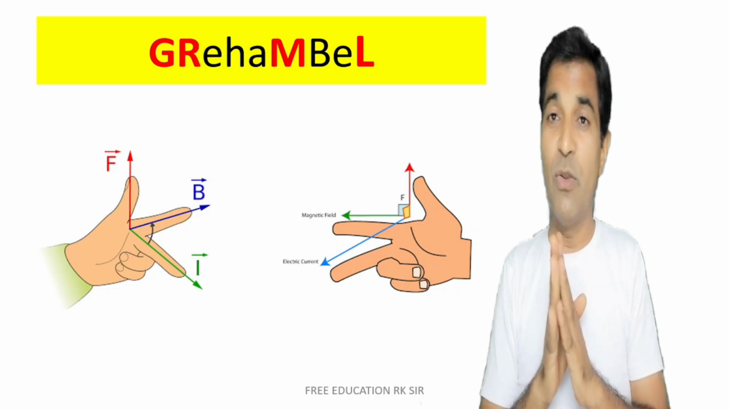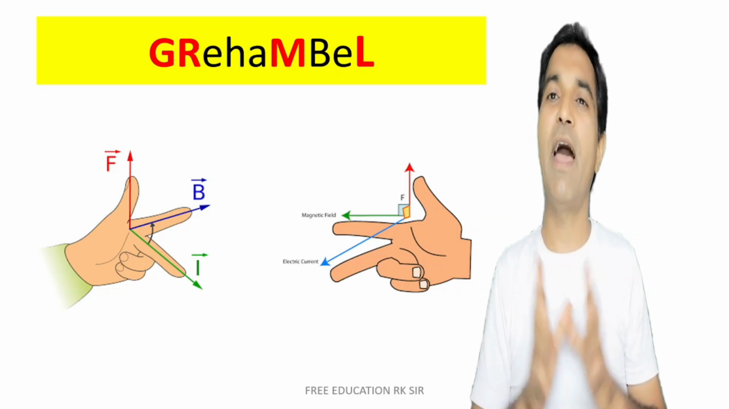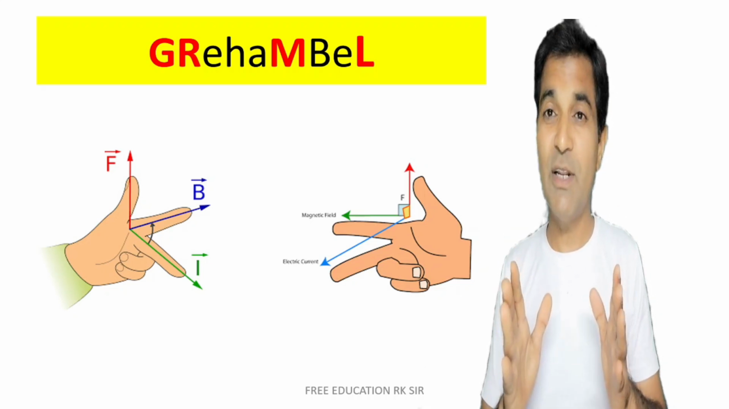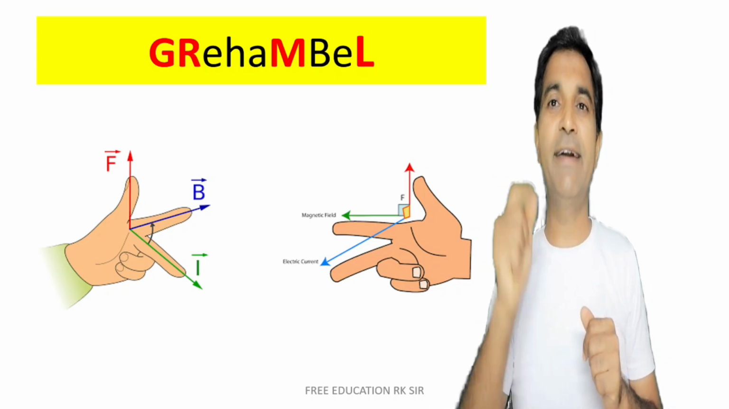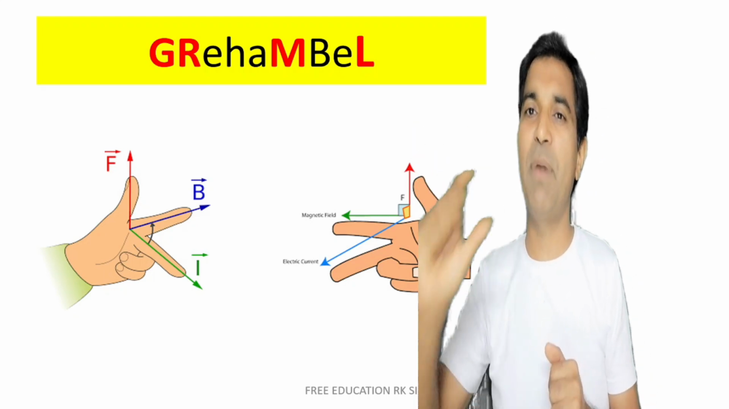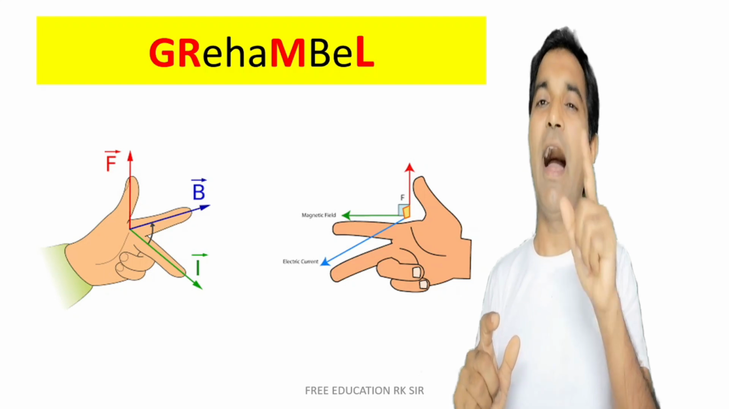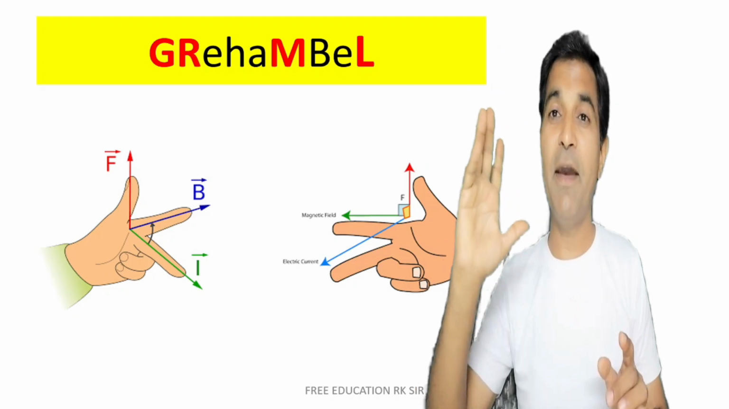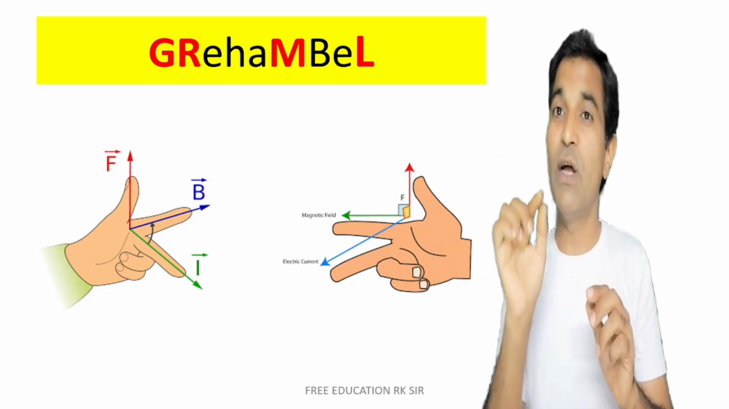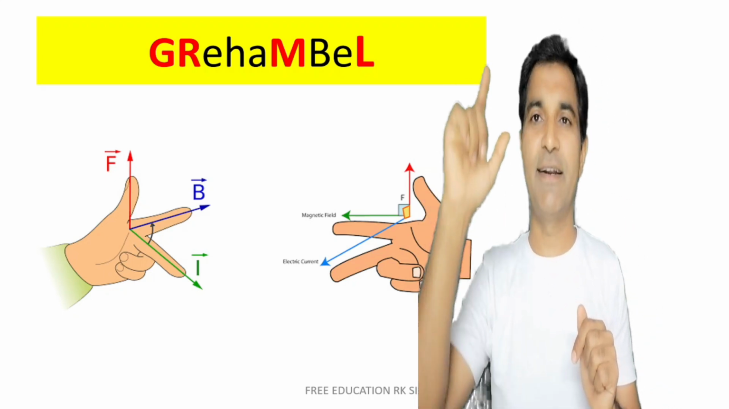So remember, you might have heard the name of Graham Bell. Who is Graham Bell? Graham Bell was the person who invented the telephone. So you have to remember the name Graham Bell. G for generator, R for right hand. Graham Bell. G for generator, R for right hand. So GR, generator, right hand.